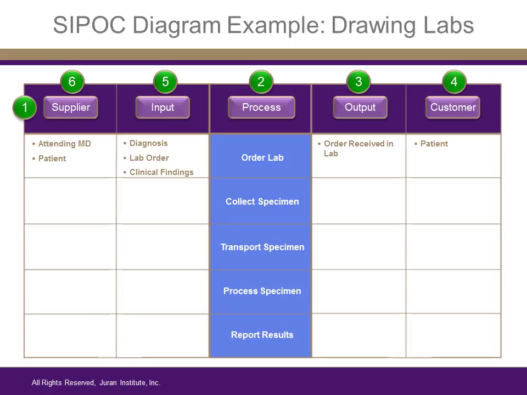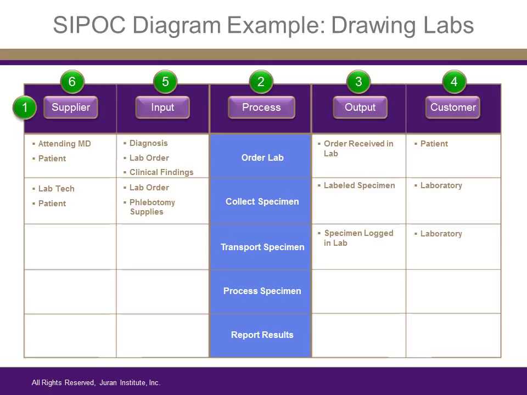We will now complete the columns of the SIPOC diagram in this same order for the remaining steps of our process. For the second process step, collect specimen, the output is labeled specimen. The customer is the laboratory. The input of the process is the lab order and phlebotomy supplies, and the supplier of those inputs is the lab tech and patient. For the transport specimen process, the output is specimen logged in lab.